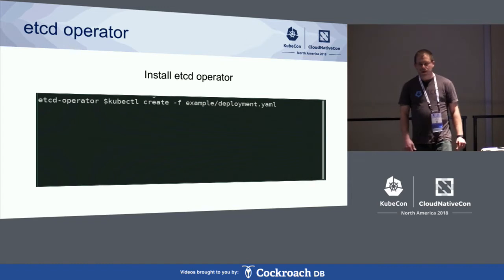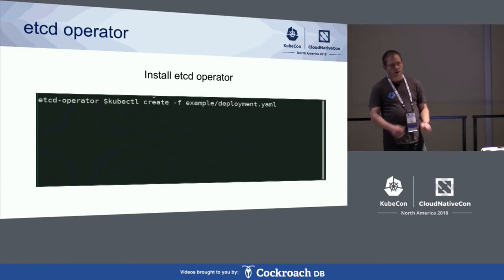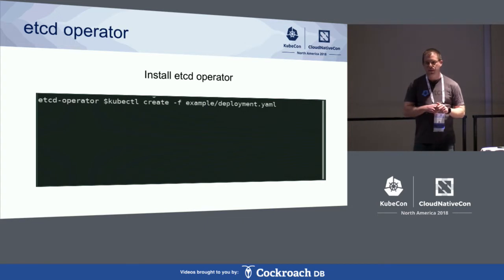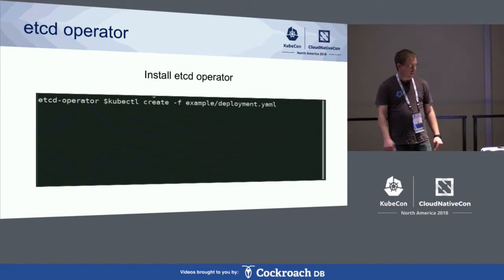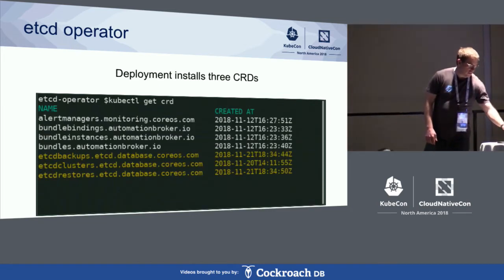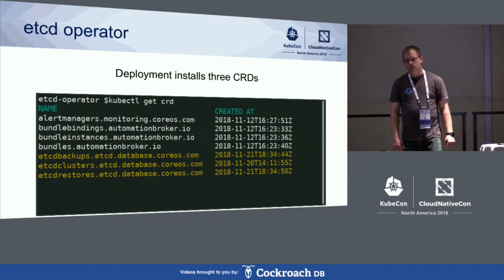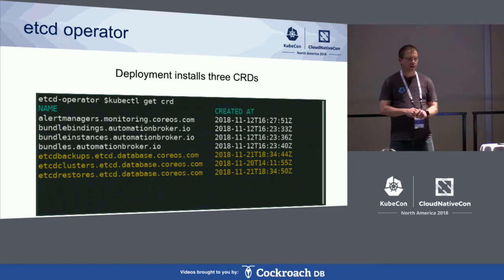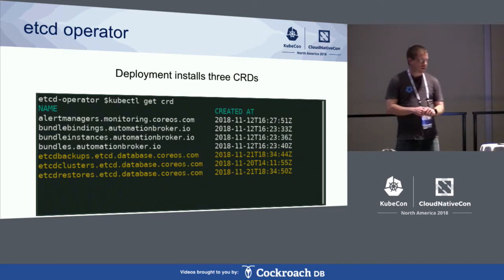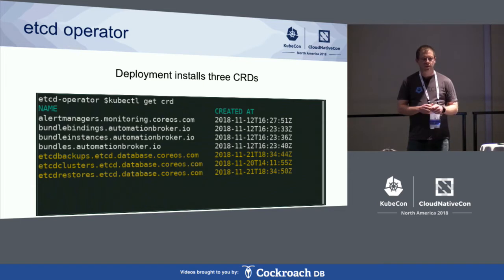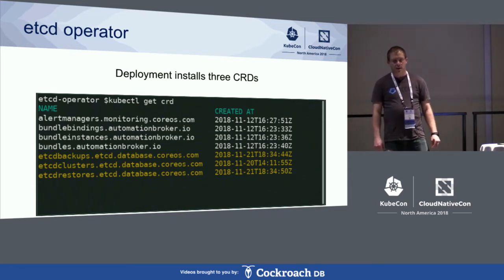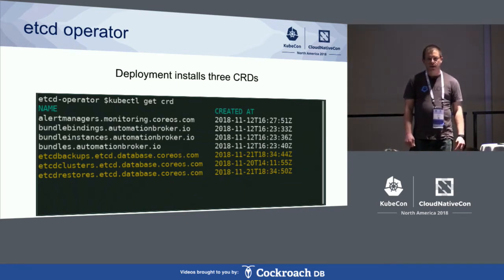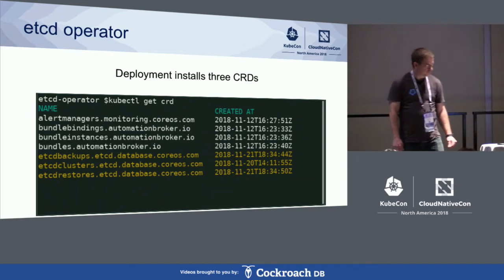Okay, so installing etcd operator is very straightforward. This is literally just a clone from the repository using the example deployment. If we were to apply it and then do a get against custom resources, we would see that the package programmatically defined three custom resources for us. So at this point, we have access to etcd clusters. We also have access to etcd restore and etcd backup. And for the remainder of the talk, I'm going to focus mostly on the etcd cluster resource.